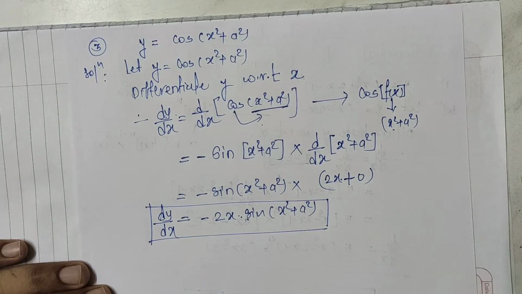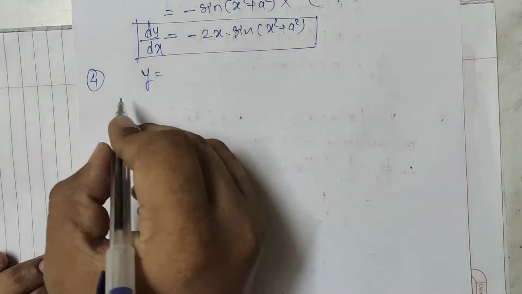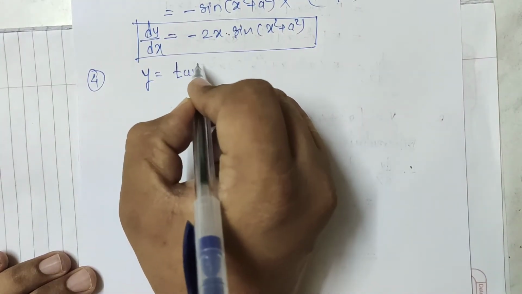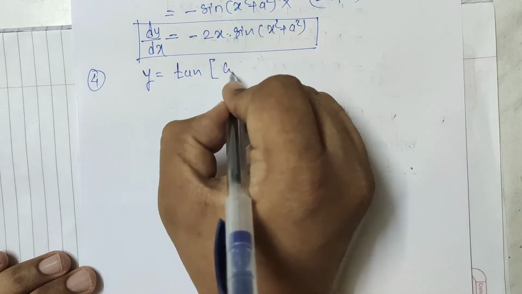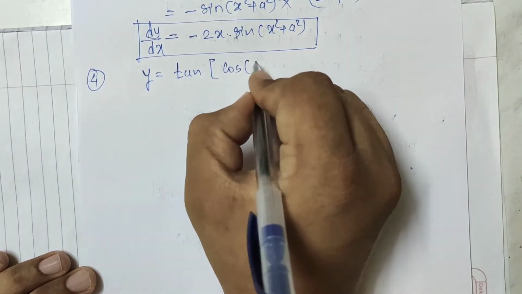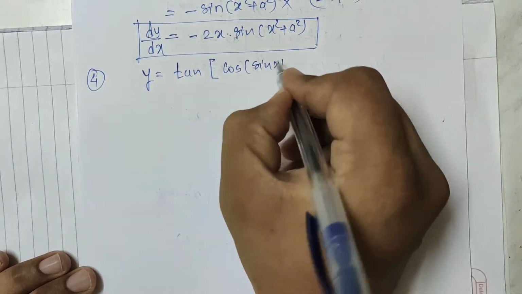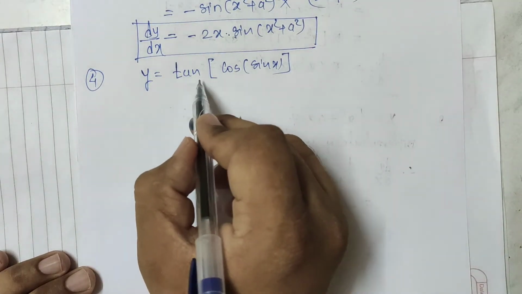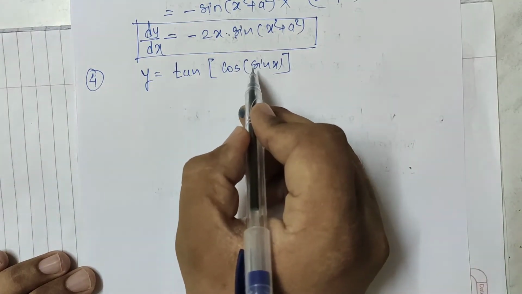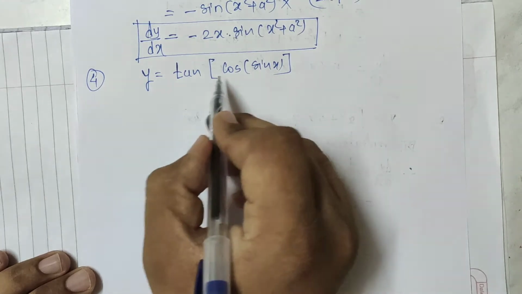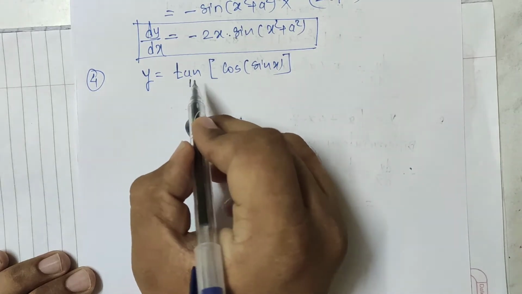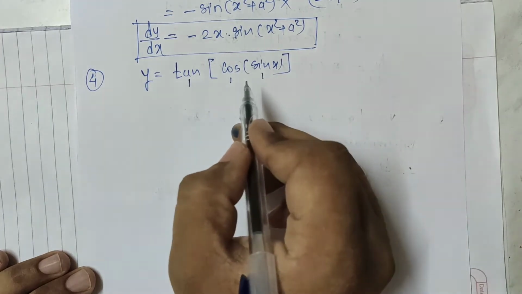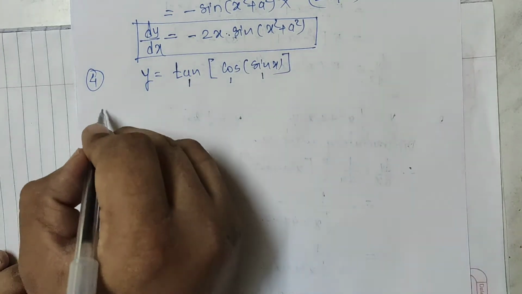Then the next problem: y is equal to tan of cos of sin x. Y is equal to tan of cos of sin x. Here we are looking at three functions. First one is tan, second is cos, third is sin. Then let us see how to differentiate this function.